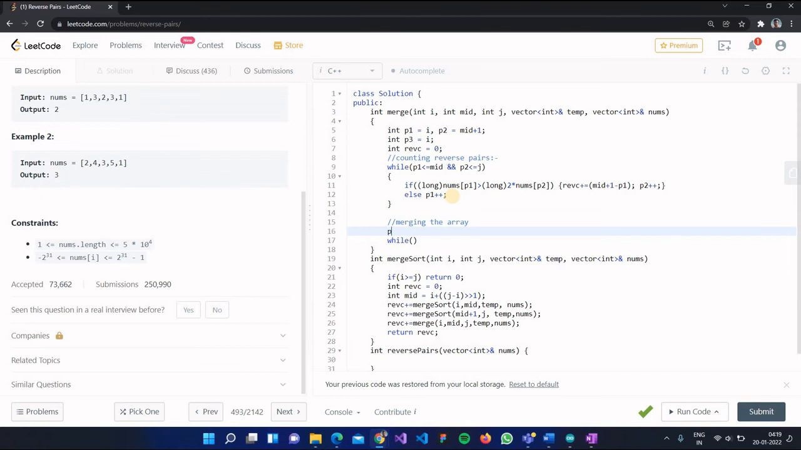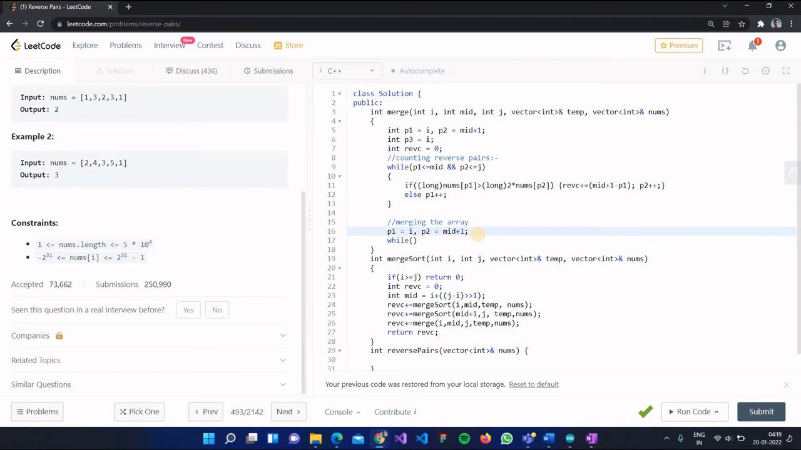So what we're going to do is reinitialize p1 to i. Did we change the value of p2? Yeah, we also changed the value of p2, so we're going to reinitialize p2 to mid plus 1 as they were just before. So the way I initialized this over here, the same thing I'm going to do.